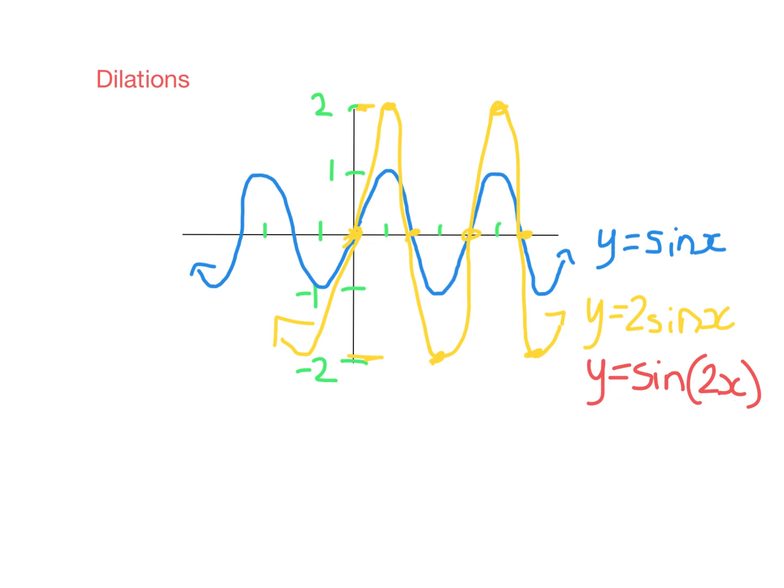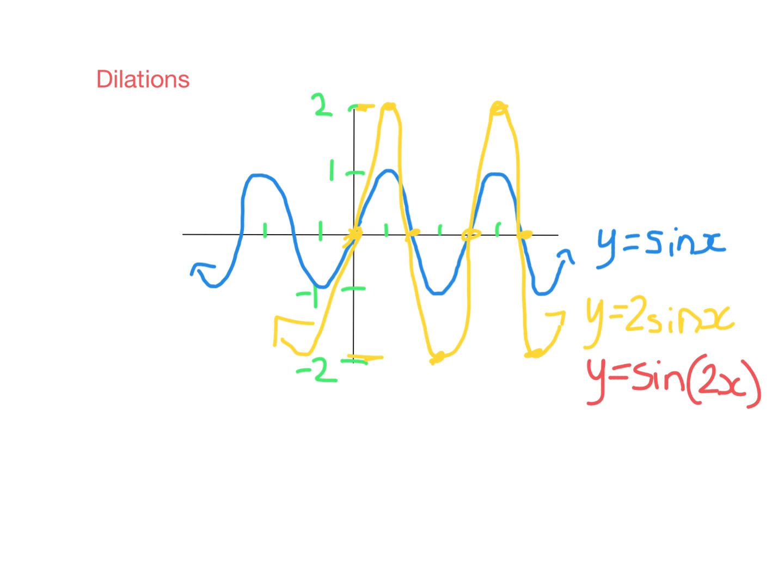Well, this is a dilation horizontally. But this is one of those ones that works the opposite way that you might expect. For vertical dilations, the bigger this number is, the greater the stretch. But for horizontal dilations, the bigger this number is, the more it is compressed. So because 2 is bigger than 1, our graph that we're going to draw now is going to be compressed rather than stretched from the original.